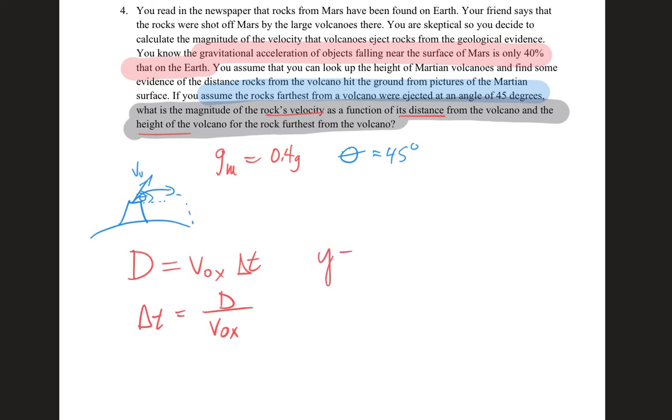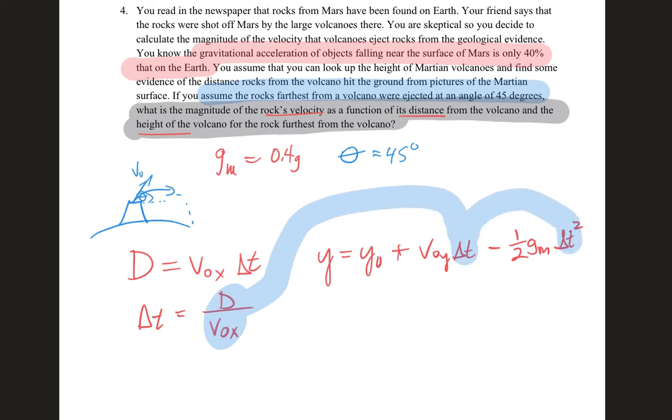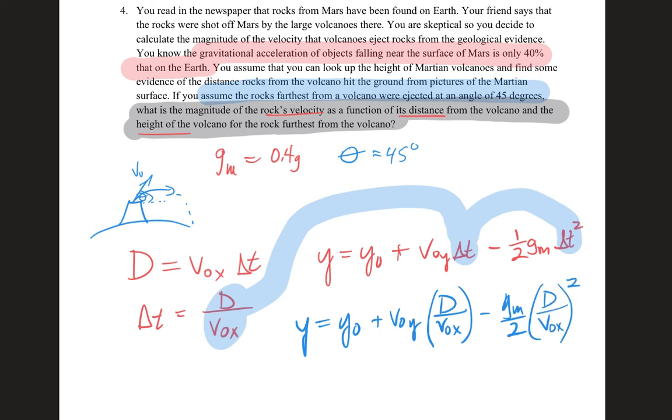Okay, so we have some options here. Once again, we can write this combined zeroth law. We could expand it out here like we'll do in this case. So I'll do y equals y naught plus v naught y delta t minus 1/2 little g on Mars, g sub m, delta t squared. So we have this function, and what we could do is take this time factor here and put it into there. All right, and so now we would have y equals y naught plus v naught y, and we would put in this d over v naught x, minus g sub m over 2, and then this d over v naught x, that whole thing squared. All right?